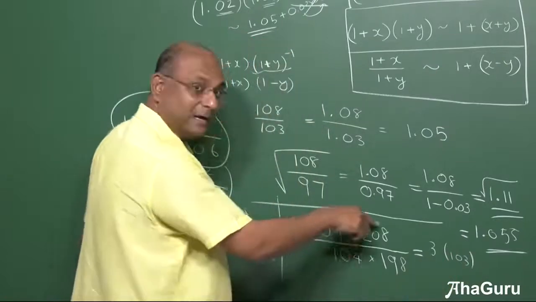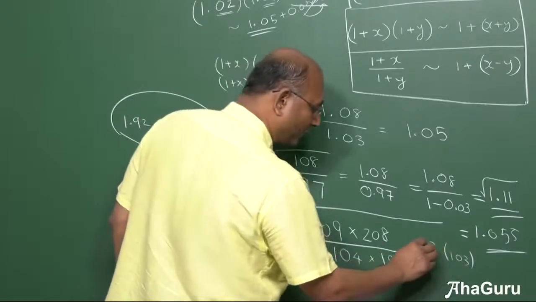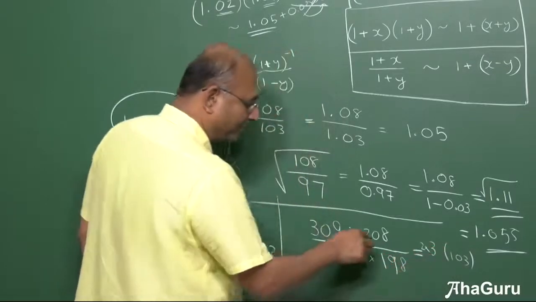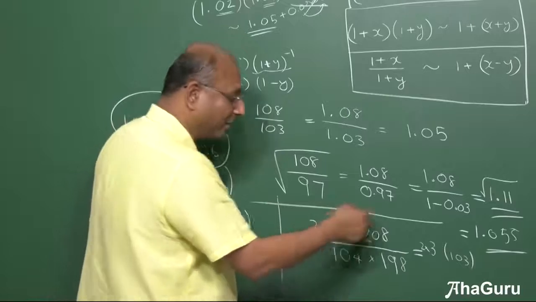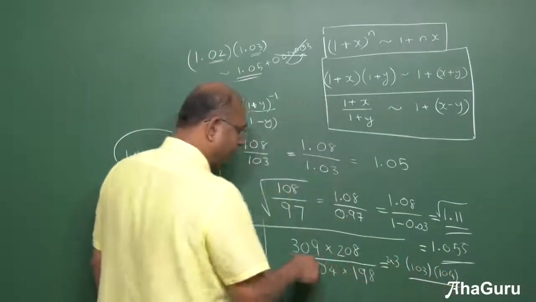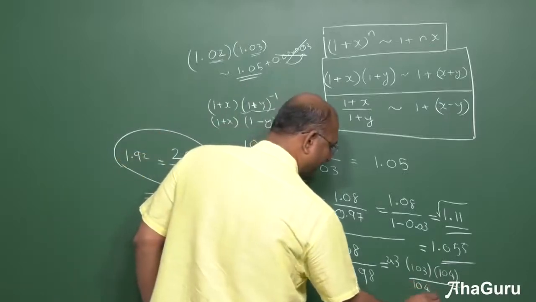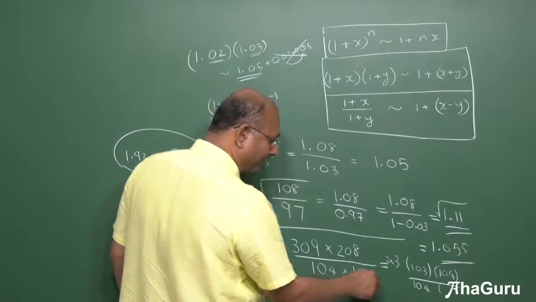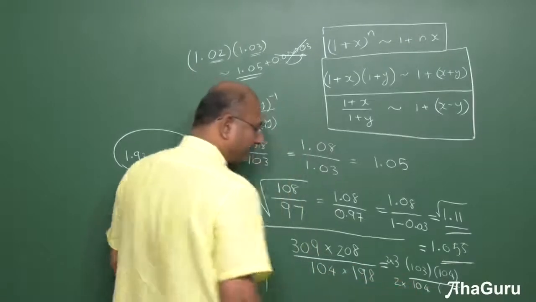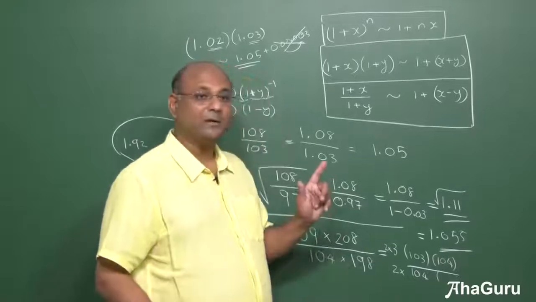Into 2 in 208. So I will remove the 2. So if I remove the 2, what will happen? So I will put a 2 here, 2 into 3. If I remove the 2 here, I will get 104. And in the denominator, it is already 104. So let me leave it as 104. And in the next one, I am again going to remove a 2. So when I remove the 2 out of this 198, what is 198 divided by 2?